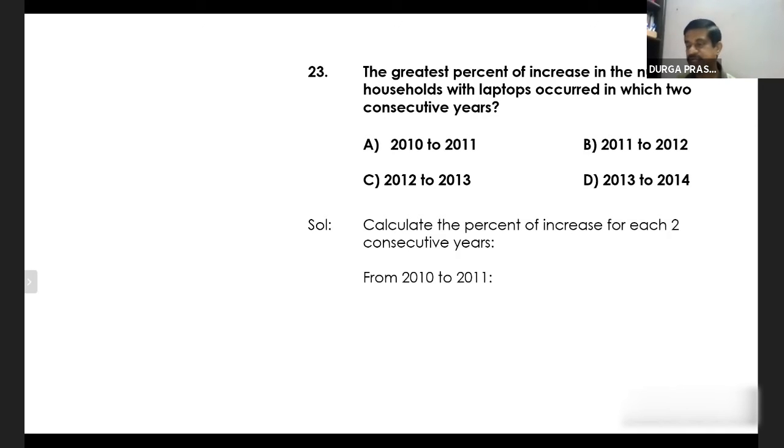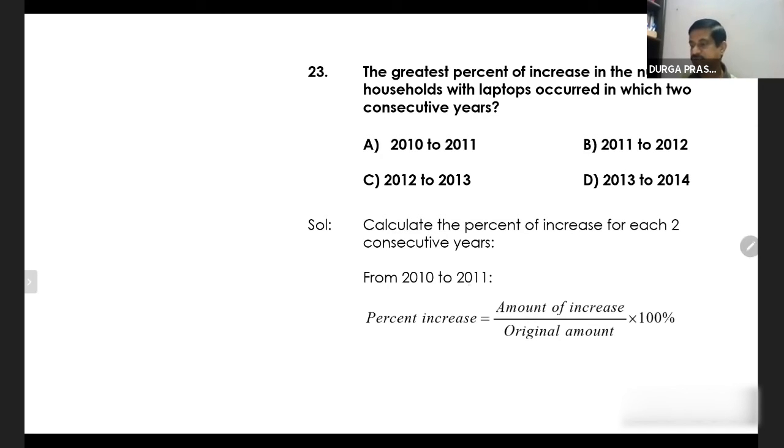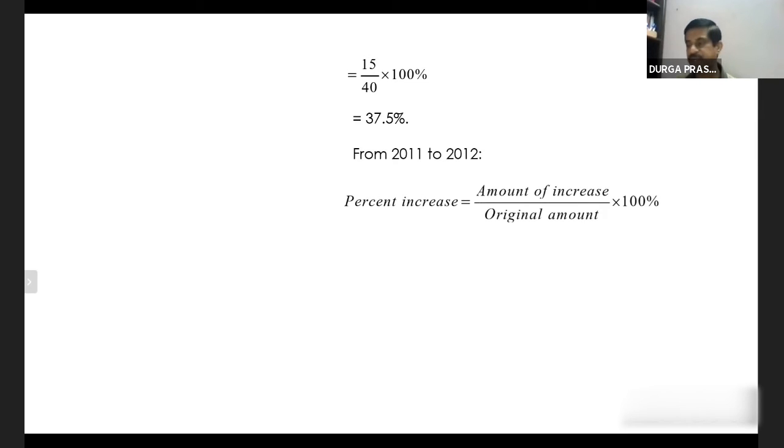If you look at the increases, from 2010 to 2011, the amount of increase was 15 by 40, into 100. So that is 37.5%. From 2011 to 12, the increase was 18.18%. So till now, in the first two cases, options A and B, 2010 to 2011 is higher.